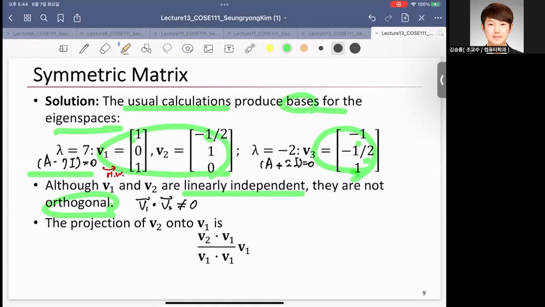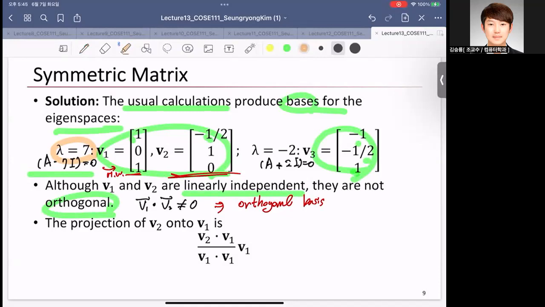Then let's find an orthogonal basis for the eigenspace for lambda equal to 7. So the question is how to make an orthogonal basis when V1 is like this and V2 is like this. We already talked about this in the Gram-Schmidt process. 그렇죠? Gram-Schmidt process.